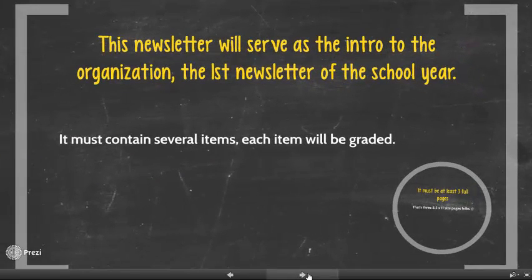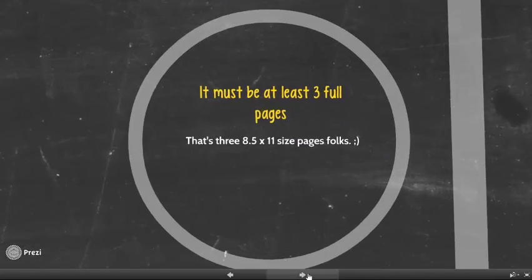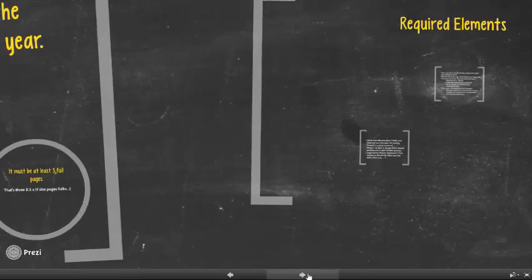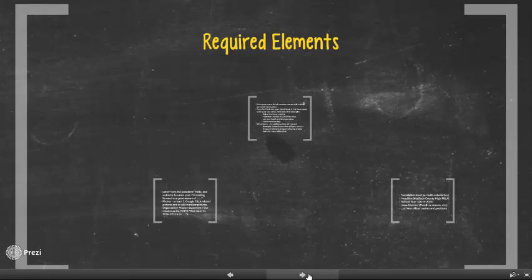This newsletter will serve as the intro to the organization. So it'll be the first newsletter of the school year, and it must contain several items, and each item will be graded. So you want to make sure you pay particular attention to the required items. First of all, it must be at least 3 full pages, and yes, that's 8.5 by 11 size pages. And there are several required elements, which we will talk about now.